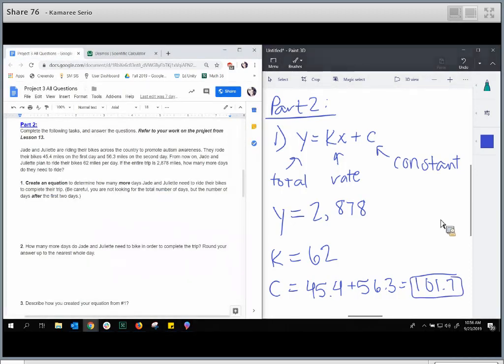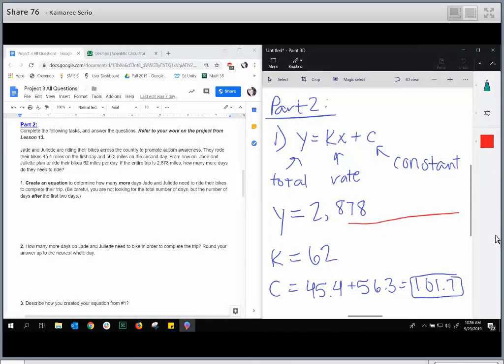Okay. So that means that when I replace all of these variables with my numbers, your equation should look like this. I'm going to try and fit this all in here. Why do I keep putting the 7 first? 7,878 equals 62x plus 101.7. So this right here should be your answer for number 1. That's your equation. Okay.